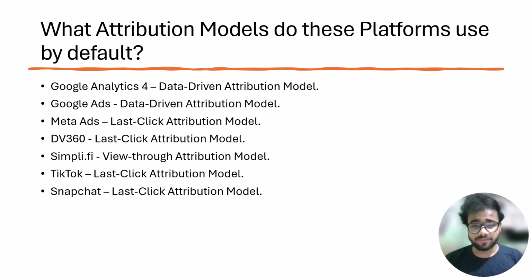So this definitely happens because of the different attribution models, because each and every platform is using a different attribution model. That's the reason why we are facing these kinds of issues. Google Analytics 4 is using a data-driven attribution model, Google Ads is using a data-driven attribution model, but Meta is using a last click attribution model. If you know about DV360, Display and Video 360, this is also using a last click attribution model.